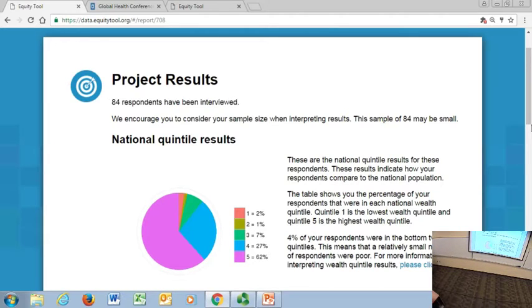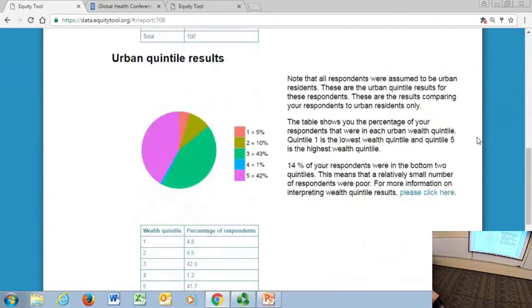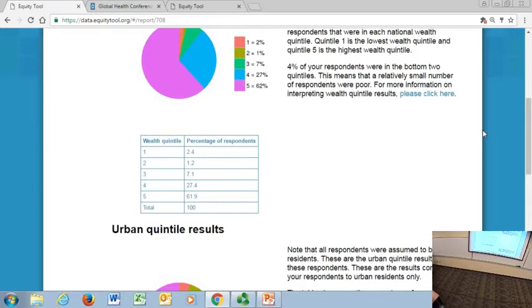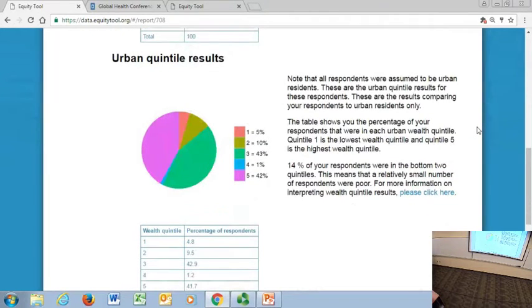And I'm looking at national results because I said we're in an urban area or a rural area, but you can also compare how the results would be slightly different if you're looking at the urban poor. So in this example, 42% are in the wealthiest quintile compared to our 62% compared across everyone in the country. So that's why it can be helpful to be able to make those distinctions between the urban and the rural.